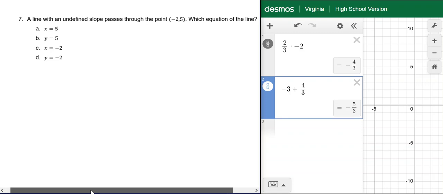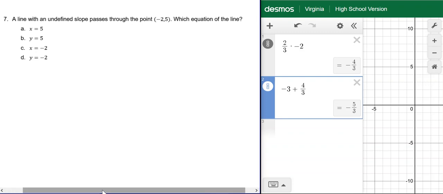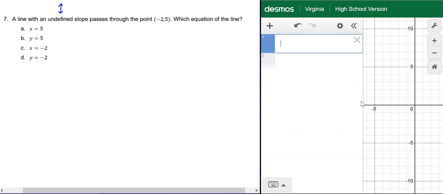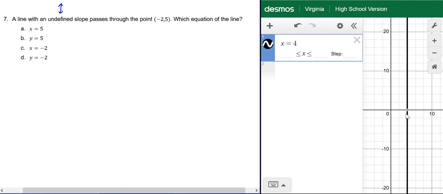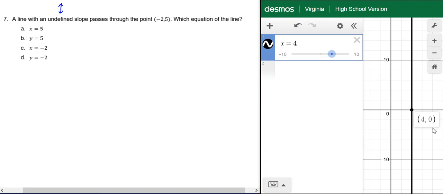All right, number 7. A line with an undefined slope passes through the point -2, 5. What is the equation of the line? So an undefined slope is a vertical line, okay? And also a vertical line, the only way you're able to draw vertical lines is when you put an x equals any number. Like for example, I have a vertical line right there, see? At 4. Ignore the 0 for now, but that's x equals 4.